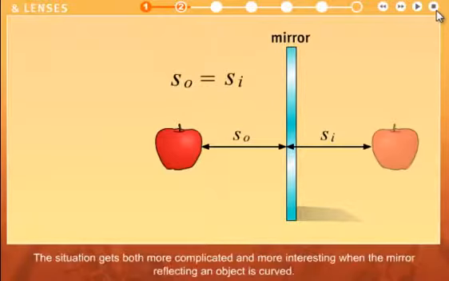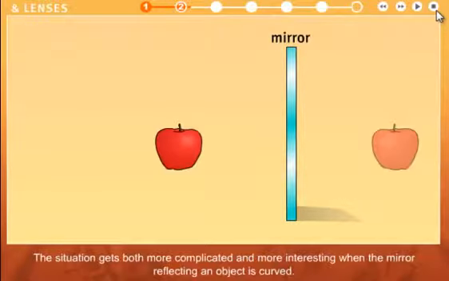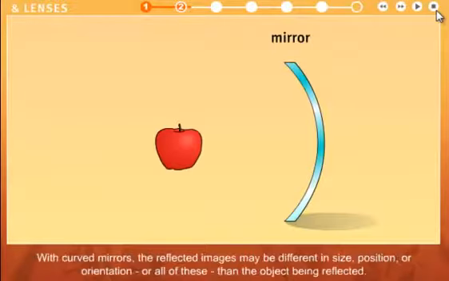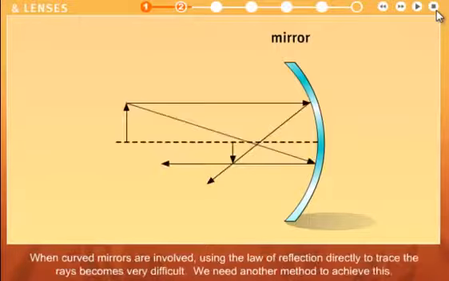The situation gets both more complicated and more interesting when the mirror reflecting an object is curved. With curved mirrors, the reflected images may be different in size, position, or orientation, or all of these, than the object being reflected. When curved mirrors are involved, using the law of reflection directly to trace the rays becomes very difficult. We need another method to achieve this.